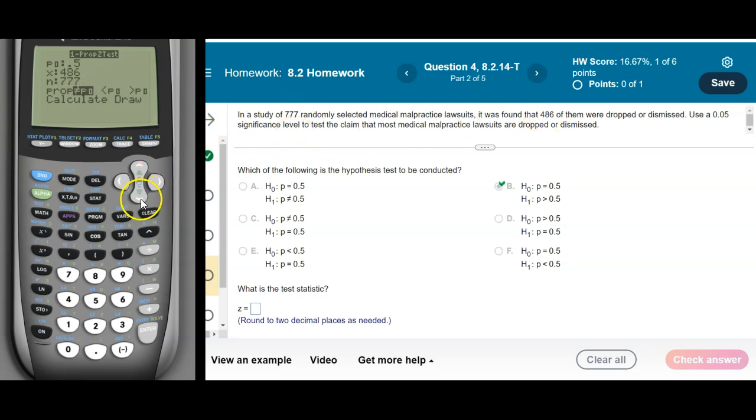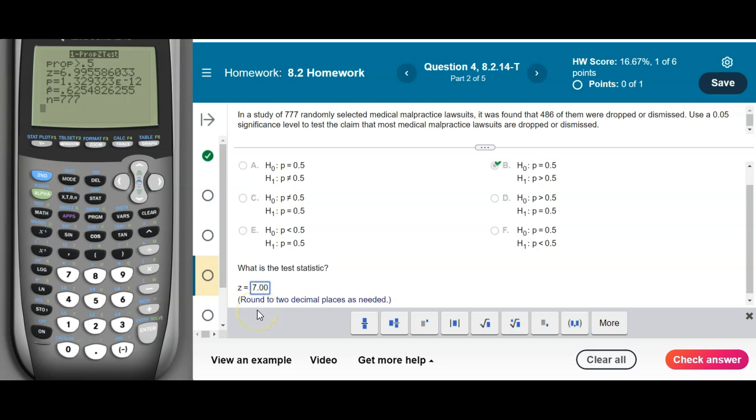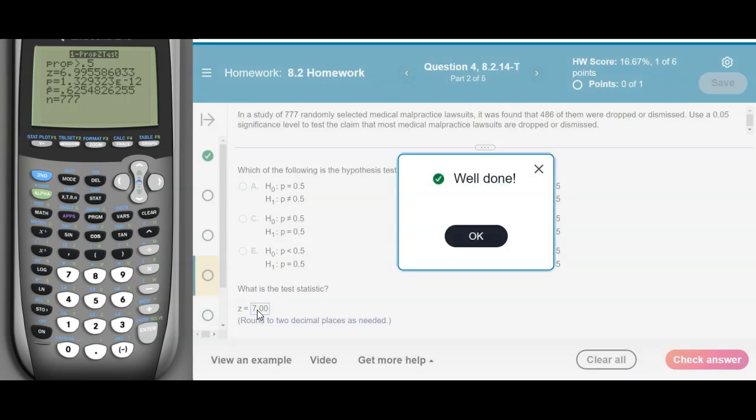All right, most would be greater than 50%. So P naught is 0.5. Most would be greater than P naught. So we're going to select that symbol for the right-tailed test. I'm going to select Calculate, and that'll give me the test statistic, is that one right there. To 2 decimal places, that's going to be 6.99. The next number is a 5. So I'd round that up, which means I'll round the whole thing up to 7. 7.00 to 2 places, you could just put 7 and it would accept it as well.